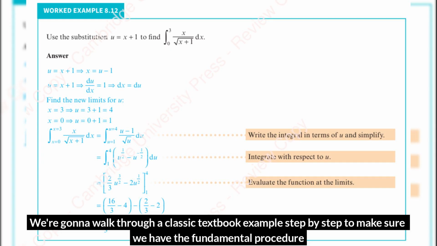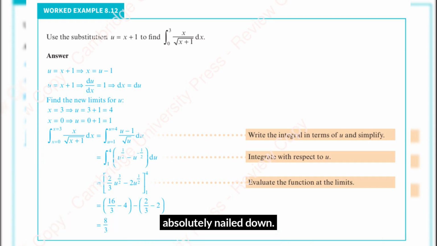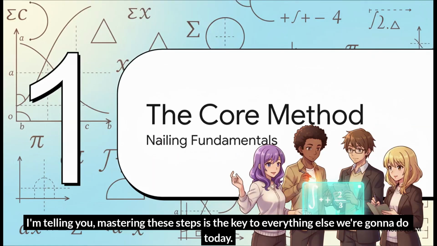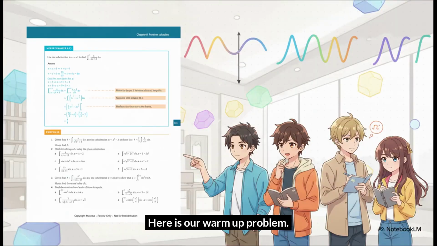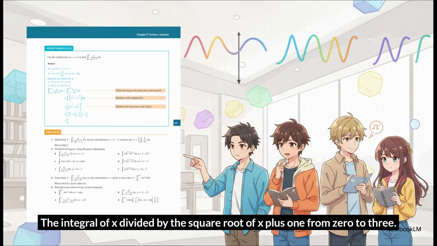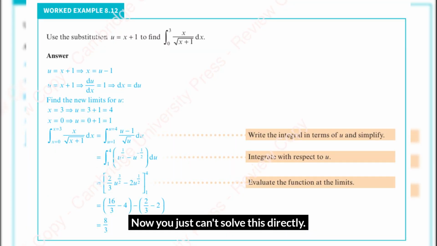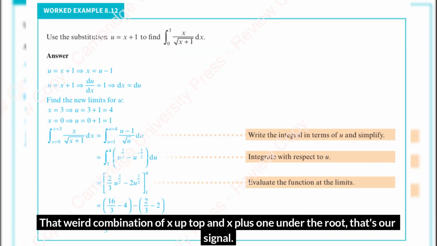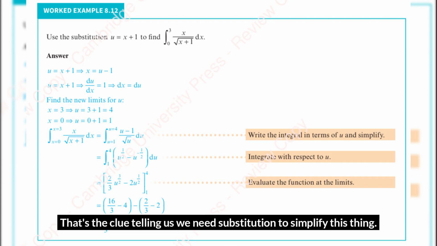We're going to walk through a classic textbook example, step by step, to make sure we have the fundamental procedure absolutely nailed down. I'm telling you, mastering these steps is the key to everything else we're going to do today. Here is our warm-up problem, the integral of x divided by the square root of x plus 1 from 0 to 3. Now, you just can't solve this directly. That weird combination of x up top and x plus 1 under the root, that's our signal. That's the clue telling us we need substitution to simplify this thing.